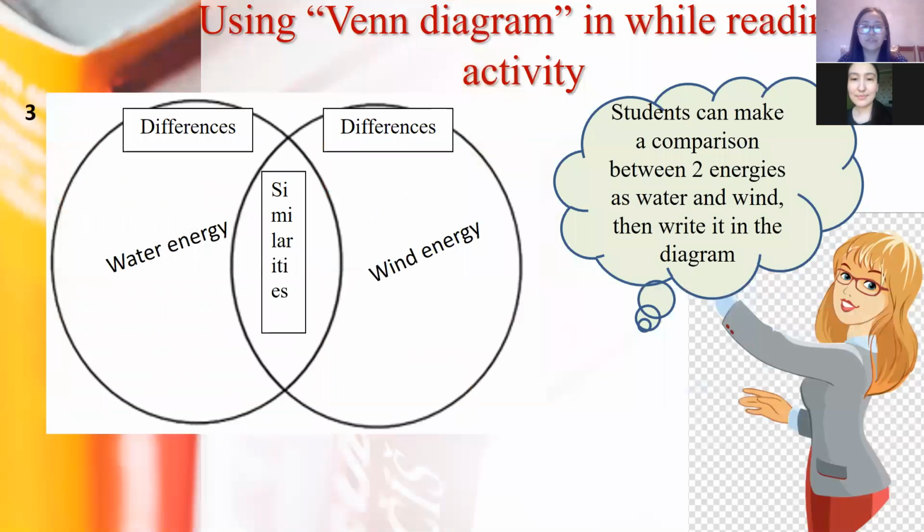This is also a while-reading activity. This Venn diagram, which we all know, has two circles where students can make a comparison between two energies, for example, water energy and wind energy. They should write first the differences, then the similarities of these two energies.